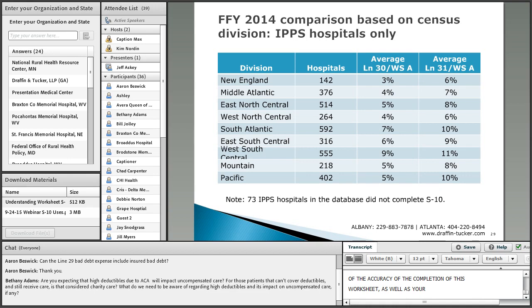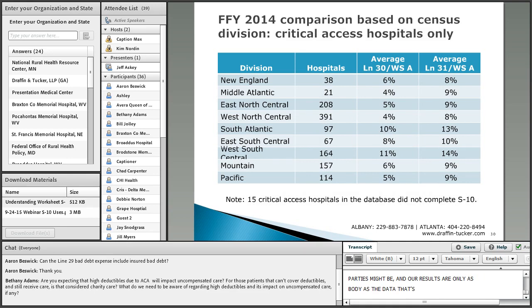So I'll leave that up just for a second so you can see. And again, I think patient demographics are going to be the largest driving force within these regions as to who might see some advantage, if you will, of switching to the S-10 data.